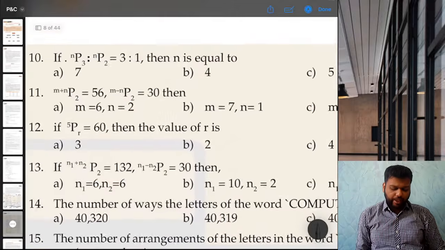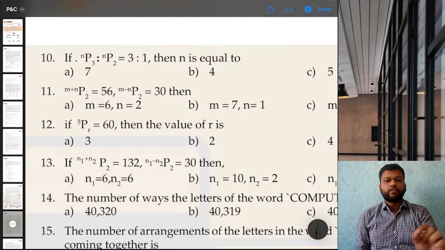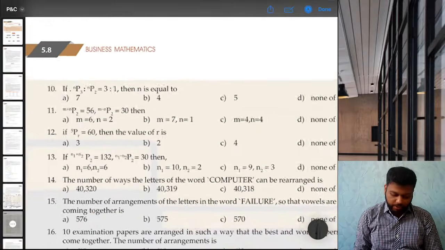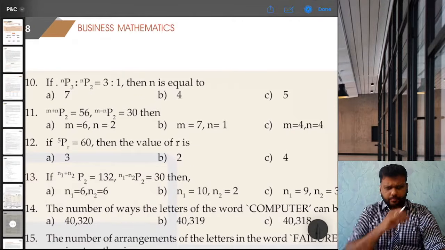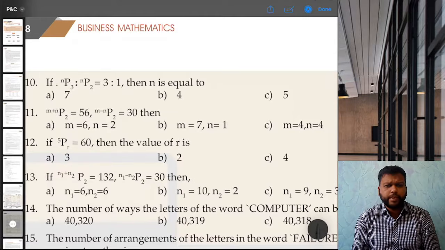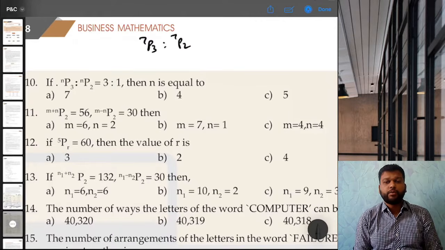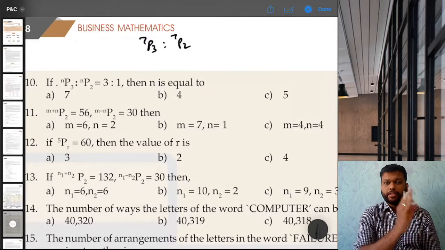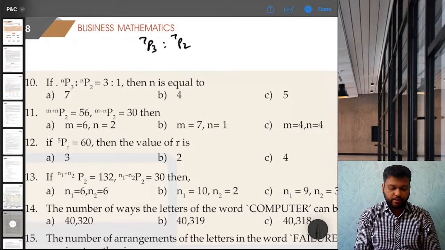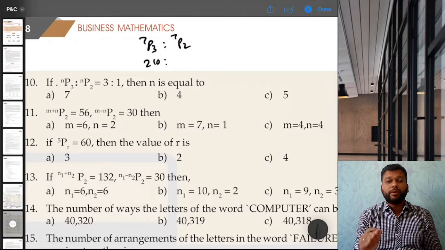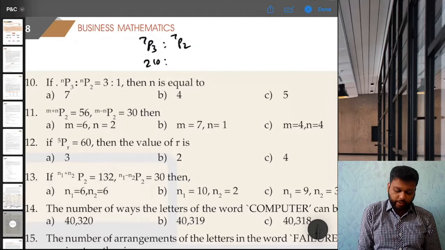Next, if nP3 is to nP2 is equal to 3 is to 1, then n is equal to what? Again we can just go by options, don't solve. So nP3 is to nP2, 7P3 is to 7P2 is what? Let's check. 7P3 is what? 7 factorial by 4 factorial, so 7 into 6 into 5, that is 210, is to 7P2. 7P2 is what? 7 factorial by 5 factorial, which is 7 into 6, 42.